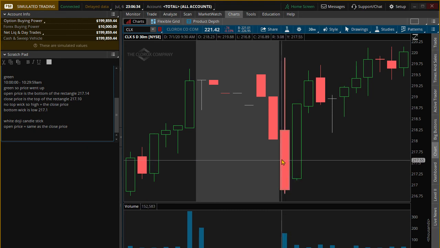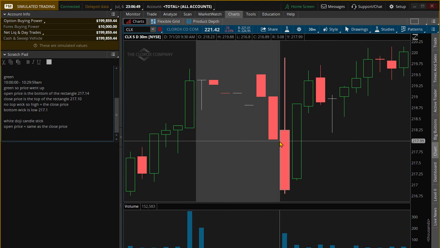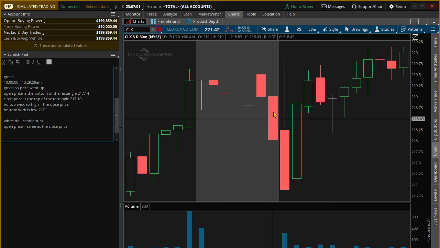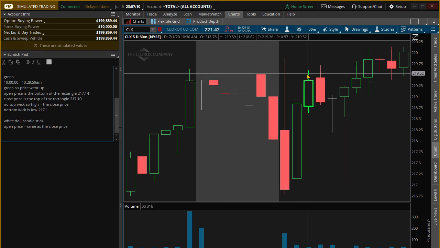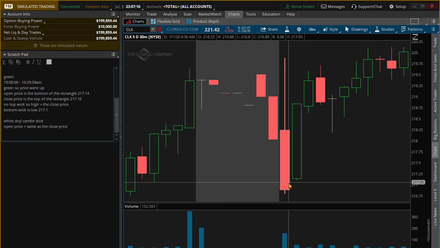To sum up, we have red candlesticks, green candlesticks, and white candlesticks. For red, that means that during this time frame, the price went down. For green, the price went up. When the price went down, the open is at the top here, and then it goes down, so the close is at the bottom. For the green, since it goes up, the open is at the bottom and the close is at the top. For the doji candlestick, the open and close are the same. The wicks at the top represent the high during that time period, and the wicks at the bottom represent the low during that time period.